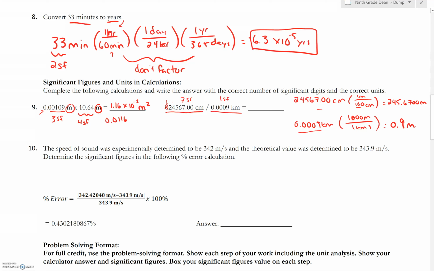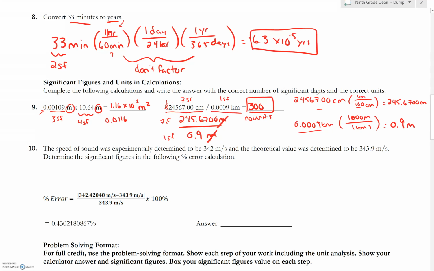Okay, so what happens is now we can divide them cleanly because they're both in meters. So you get 245.6700 meters divided by 0.9 meters. You'll have to plug these into your calculator because I only have the rounded number in my key. But when you round this to 1 significant figure, remember we have 7 sig figs and 1 sig fig, you get 300. Here's the trickiest part. The meters go away. There are no units. This is just a scale factor, okay?